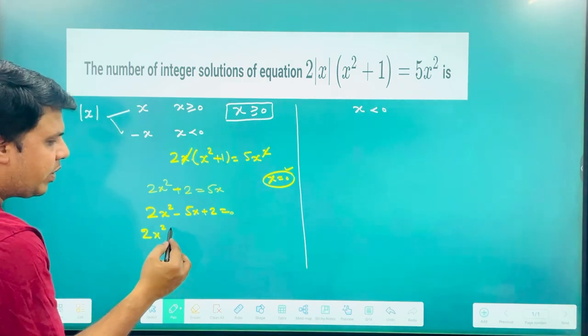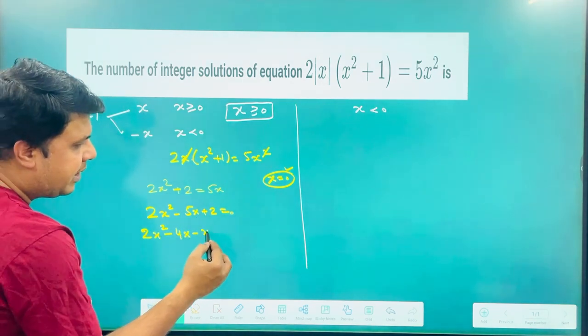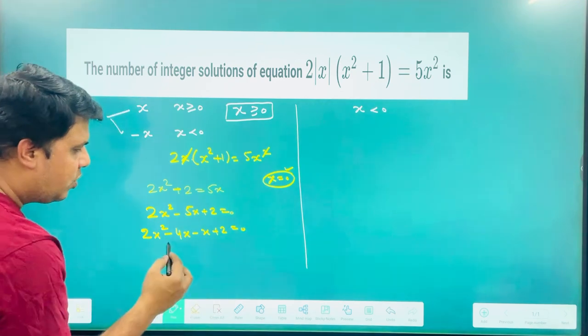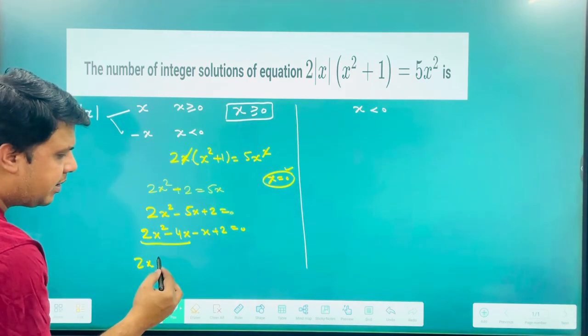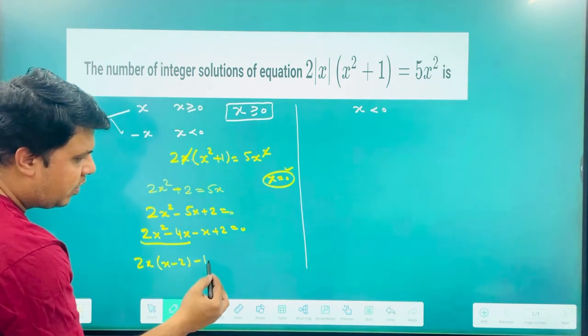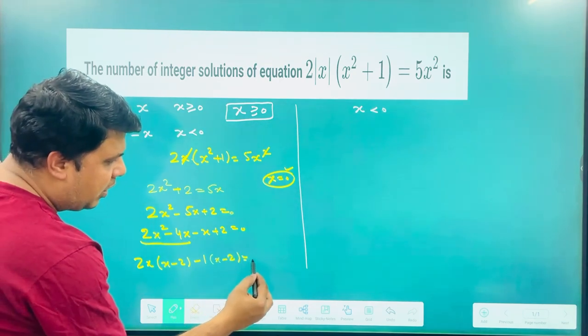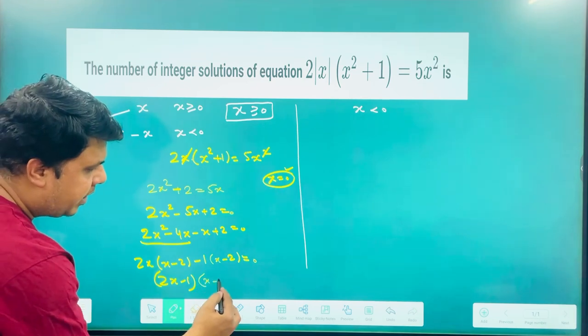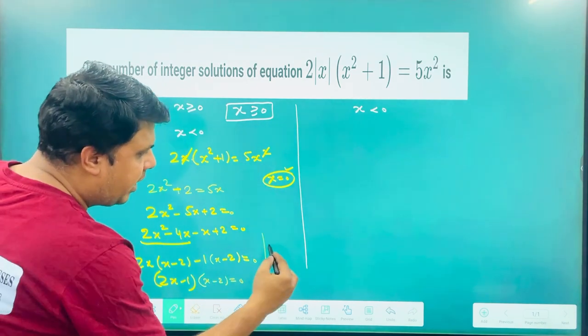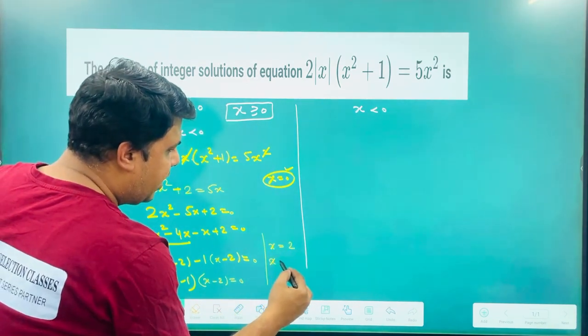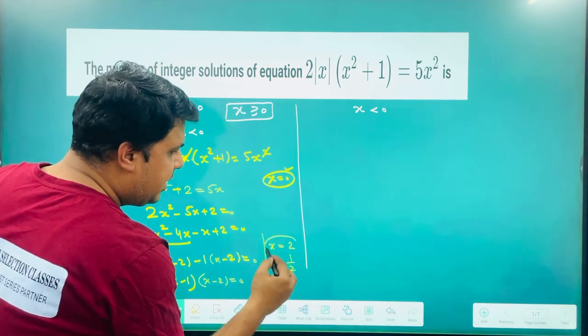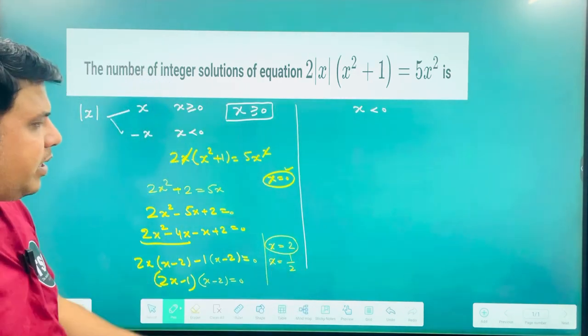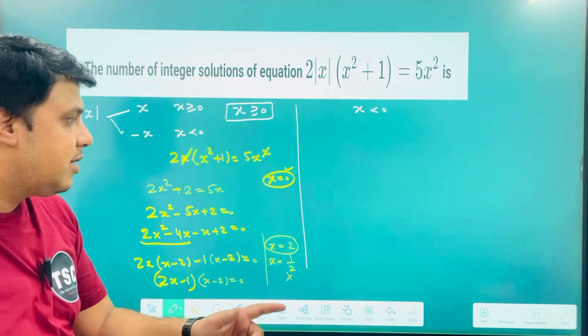It can be written as 2x square minus 4x minus x plus 2 equals 0. So we have 2x common, x minus 2, minus 1 common, x minus 2 equals 0. So we have 2x minus 1 and x minus 2 equals 0. From here I can have x equals 2 or x equals 1 by 2. So x equals 2 is the integer solution. This cannot be the integer solution, so I will be ignoring this solution.